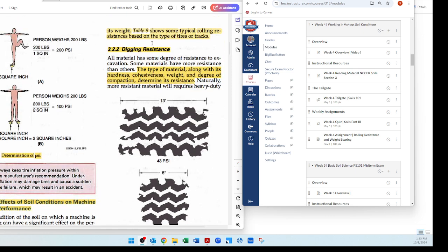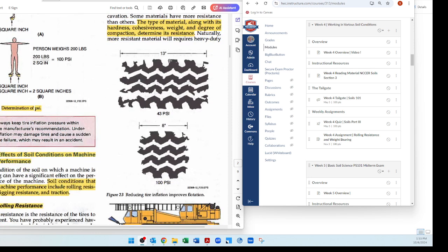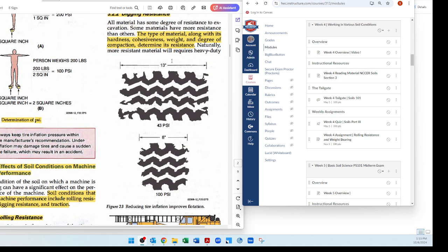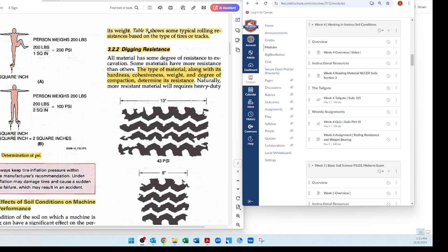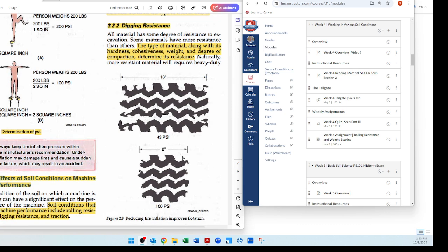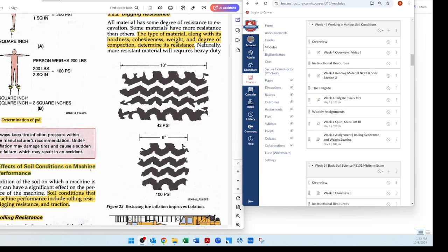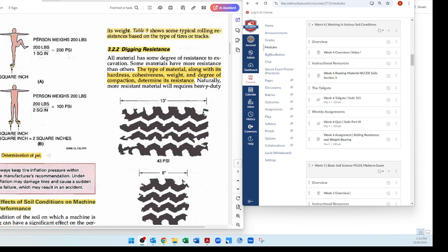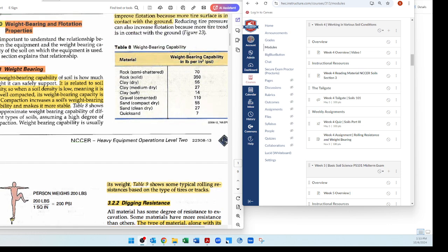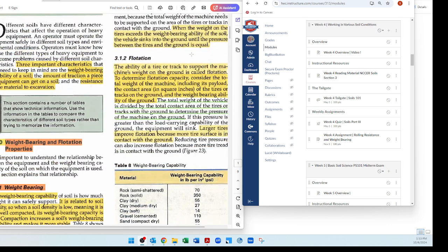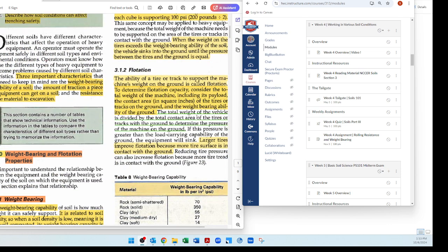Okay, now it all of a sudden goes into digging resistance, and I'm not sure. Let's talk about it real quick. I brought it up. What is this? Let me make sure. We've talked about this, weight bearing. We read all of this. We talked about flotation, did we not?